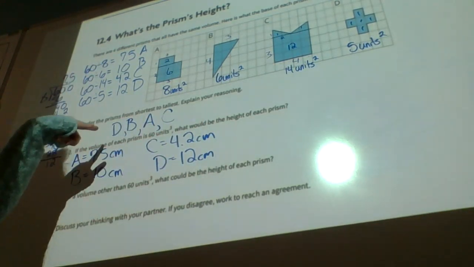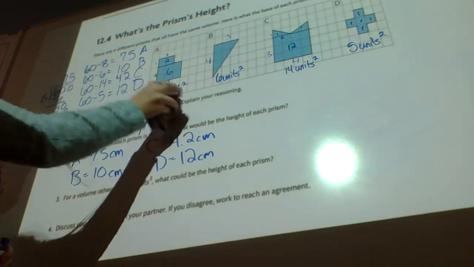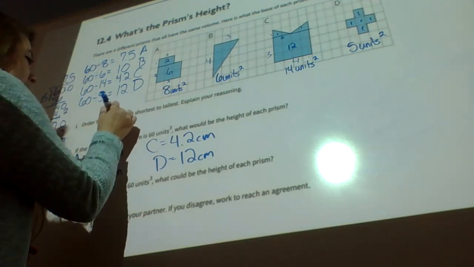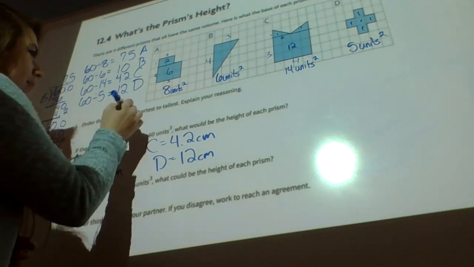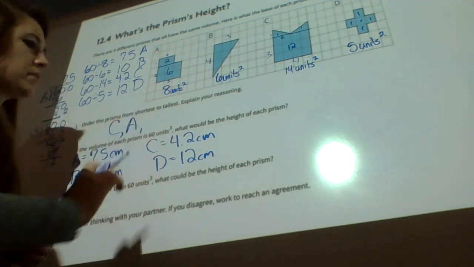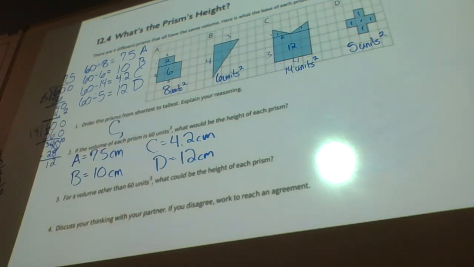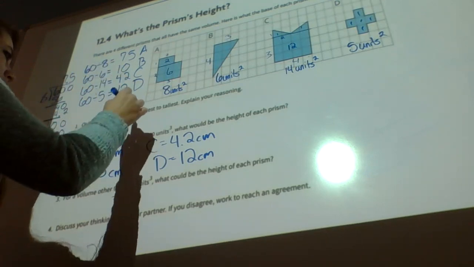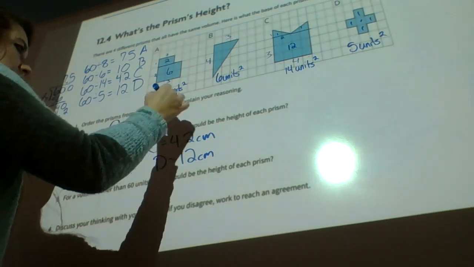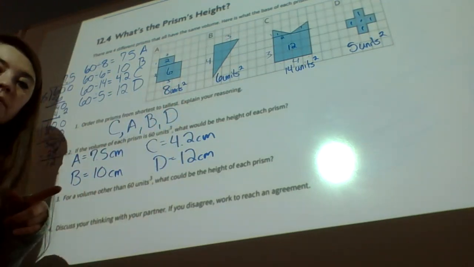So, oops, I ordered them backwards on the first one, didn't I? Whoops. All right, it should be C. Sorry about that, guys. I was thinking of it backwards. A. Oops, not A. C. And then, yeah, A, B, D. There we go. I apologize for that. I was thinking of it backwards as I wrote it out the first time.